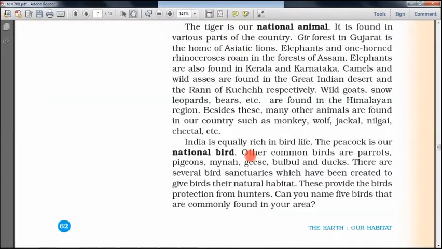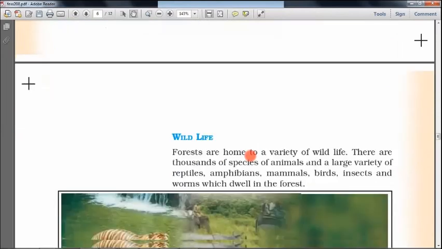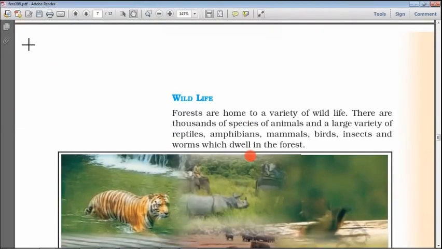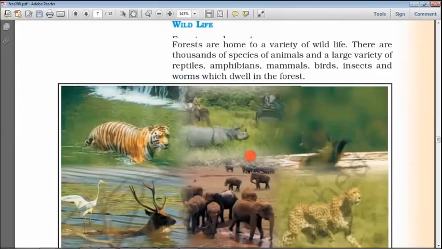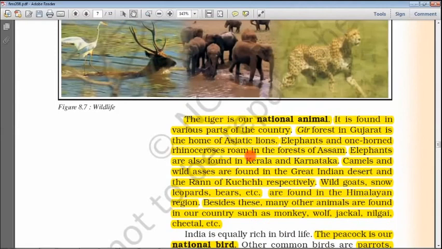And coming to wildlife, India is home to a variety of wildlife. There are thousands of species of animals like reptiles, amphibians, mammals, birds, insects, worms, etc. Tiger is the national animal. It is found in various parts of the country.